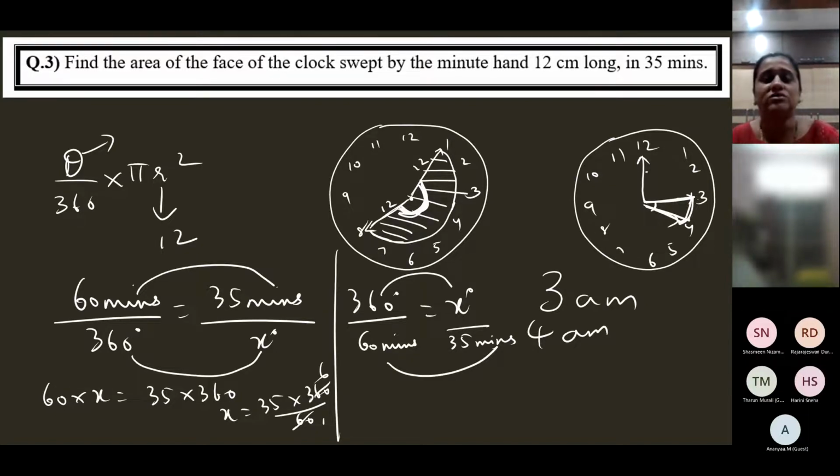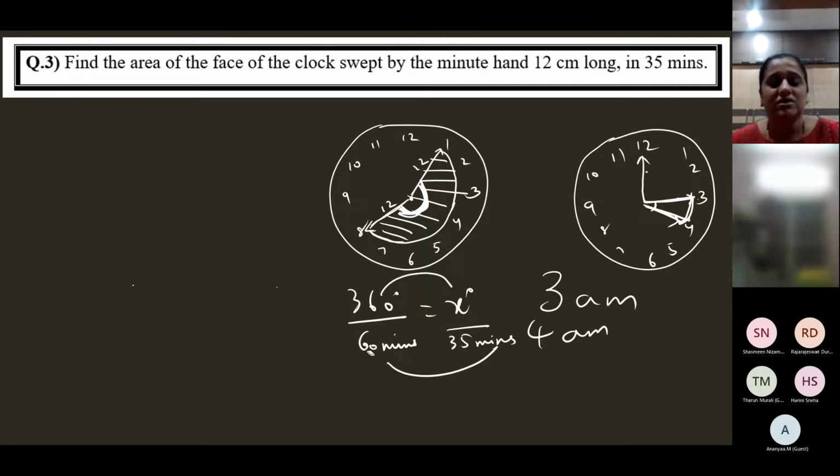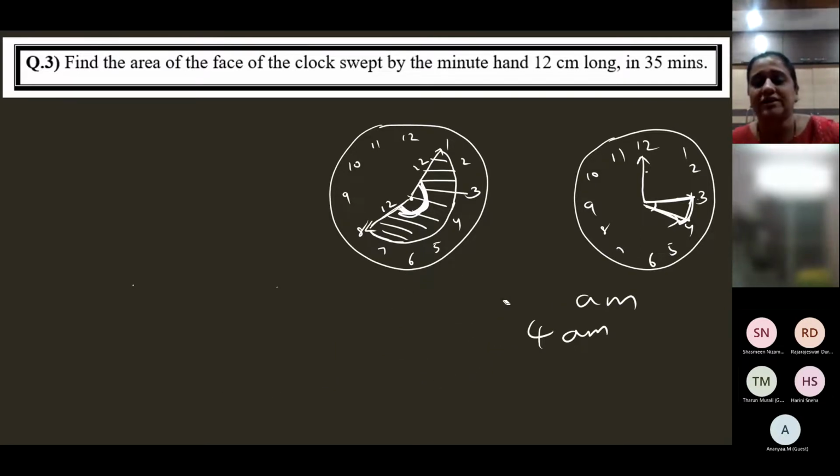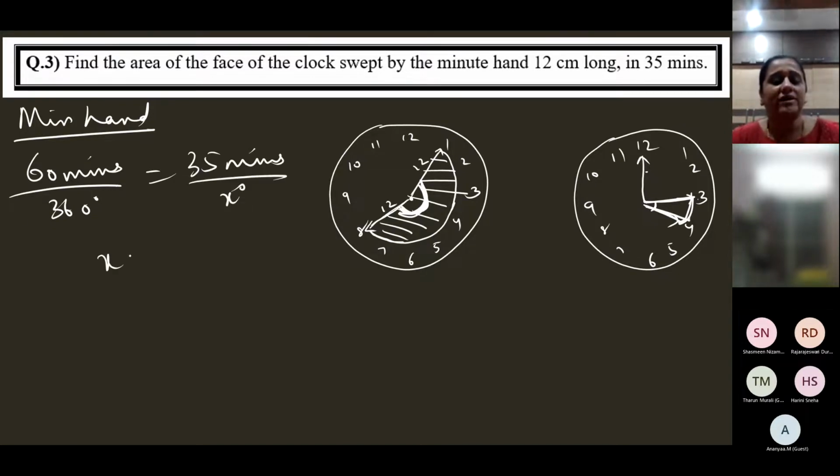You can always use this method. To find the sector angle, use the general rule. For the minute hand, 3 a.m., 4 a.m., 60 minutes, 360 degrees. For one full circle, it needs 60 minutes. So write that for the minute hand, okay? It needs 60 minutes to go 360 degrees. Then in 35 minutes, how many degrees? Cross multiply and we got X is equal to 210 degrees. So we got the sector angle theta, 210 by 360 into pi r squared, r is 12. This is for the minute hand.